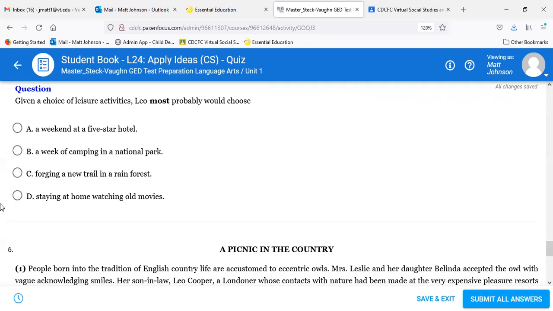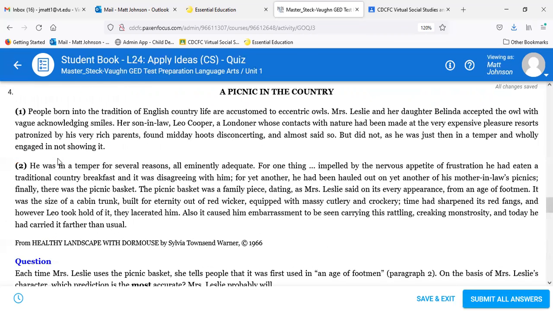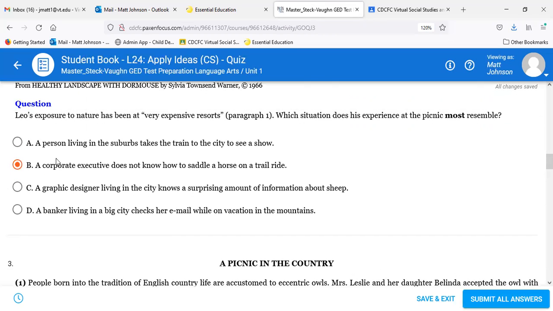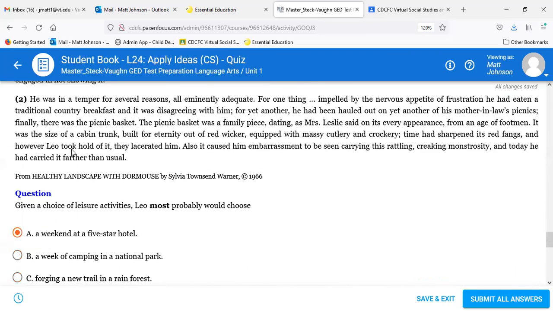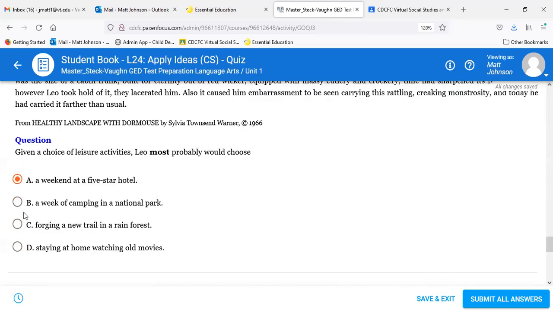B. So A. Yeah, a weekend in a 5-star hotel. So thinking about one of our previous questions, Leo's exposure to nature has been at very expensive resorts. That lends itself to he would most likely like to stay in a 5-star hotel. He seems to be out of sorts, not comfortable in natural settings. So the rest of those might not fit so well with him, right?